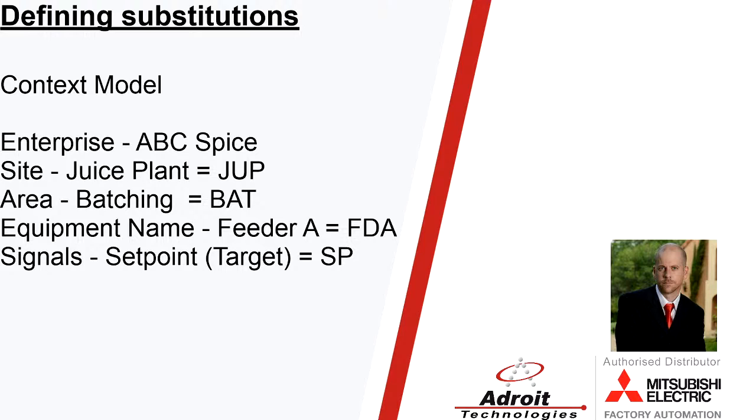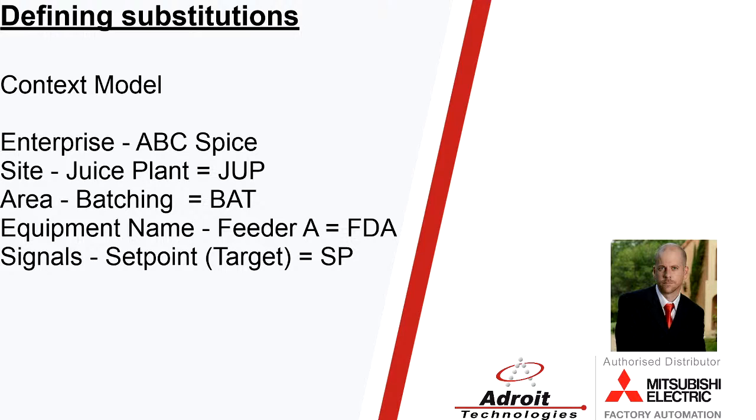So I've paused there at area. The next one is quite important, which is the equipment name. Now, an equipment name, in this case, feeder A, is a screw conveyor or screw feeder, if you will, and its abbreviation is FDA. I could theoretically then create this piece of equipment, and that equipment has predefined signals, and I can create an object out of it.